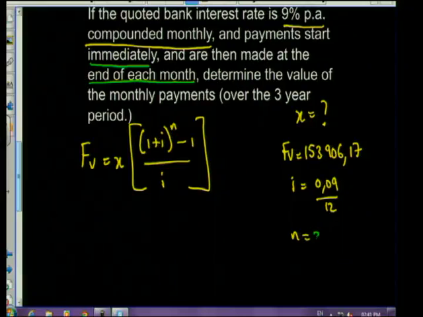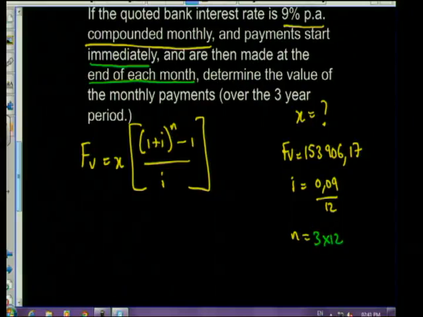But if you start immediately and then at the end of each month there is an additional payment, you've got to realize that there are n plus 1 payments. So over the 3 years, this is the challenge that this question was presenting here, and you've got to look out for that.